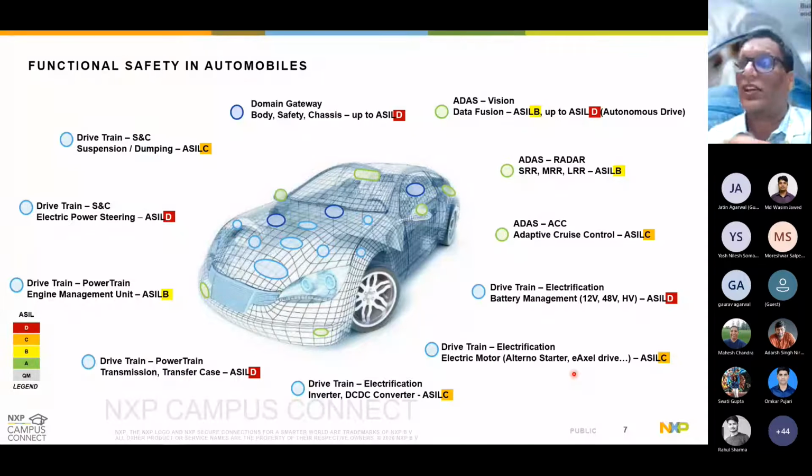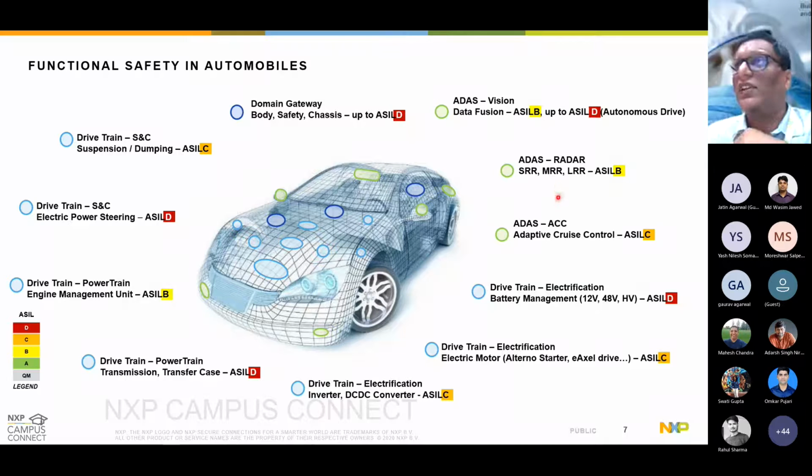Your airbags should get deployed, and they should not get accidentally deployed. So this could be a medium safety integrity. There could be a lower safety integrity for things like driver assist. And in automotive, as we'll come to later, there are different safety standards, and the different safety standards define different safety integrity levels.